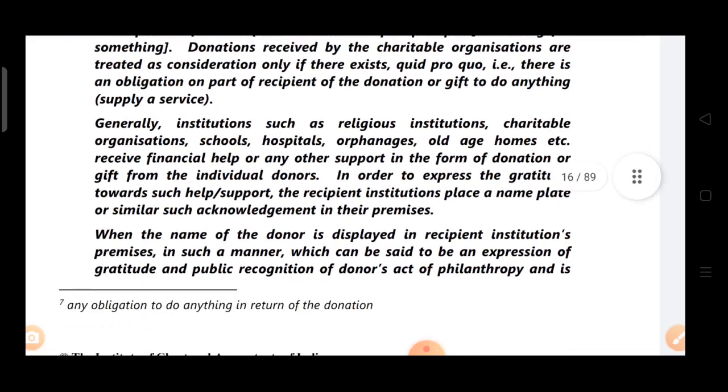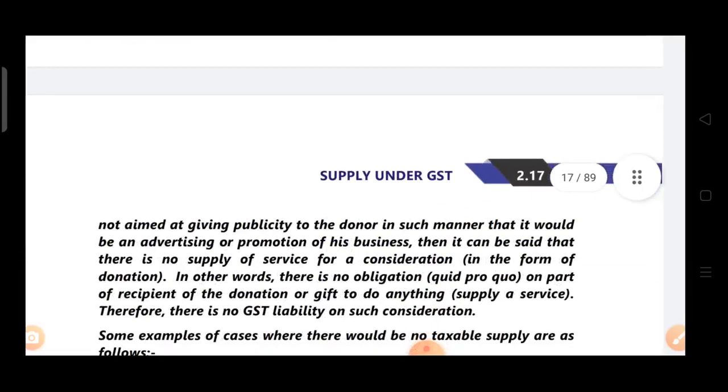So when the name of the donor is displayed in the recipient's institution premises in such a manner that it can be said to be an expression of gratitude and public recognition of the donor's act of philanthropy, and is not aimed at giving publicity to the donor in such a manner that it would be advertising or promotion of his business, then it can be said that there is no supply of service for a consideration in the form of donation. In other words, there is no obligation on the part of the recipient of the donation or gift to do anything, therefore there is no GST liability on such consideration.